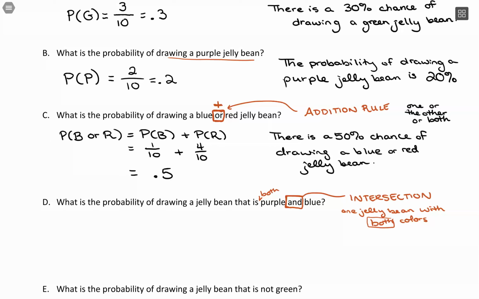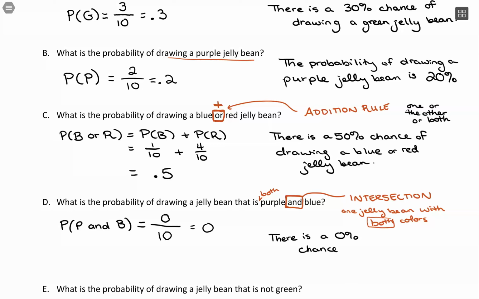But this case here is where we'll write it as probability of purple and blue, and in terms of the calculation, what we want to think of is how many purple and blue jelly beans do we have out of all of the jelly beans? Now in this case, we don't have any jelly beans that have both colors. They're all just one color, so there are no jelly beans that fit this scenario out of the 10, which is just 0. So with this, it would be a 0% chance.